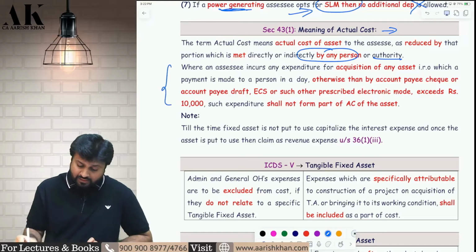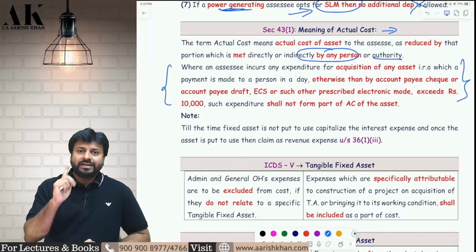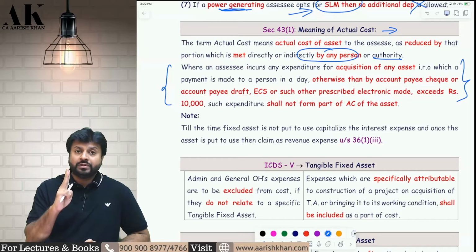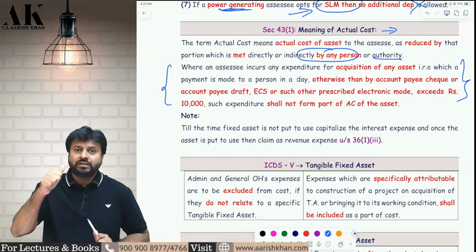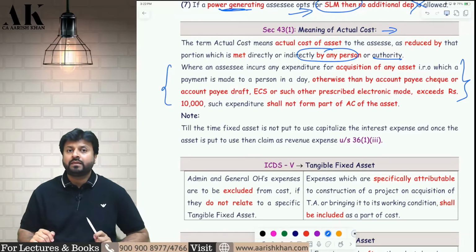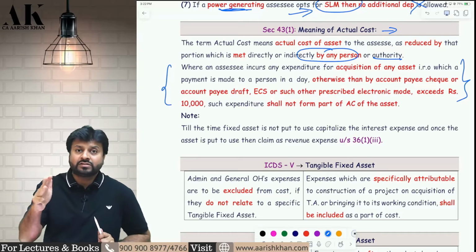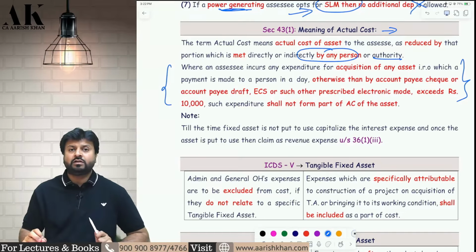Further, this is a very important paragraph which will play a very important role in your examination while solving questions. If you purchase any asset and make a payment to one person in a day of more than 10,000 rupees, then you have to make the payment by account payee cheque, account payee draft, ECS, or such other electronic mode as may be prescribed by the government. You have to make the payment by these 4 modes.